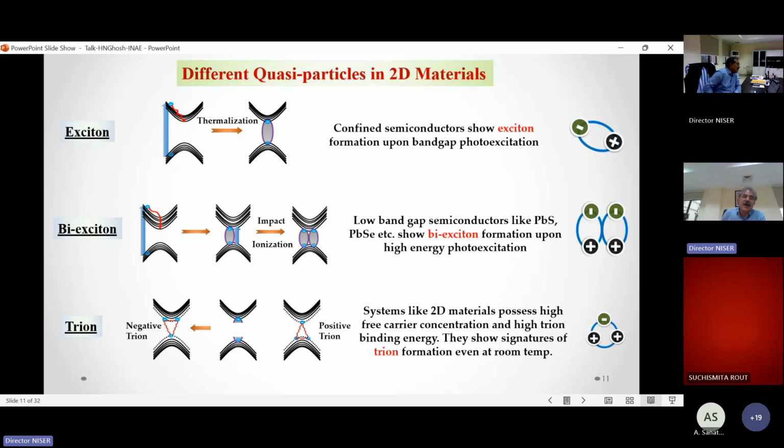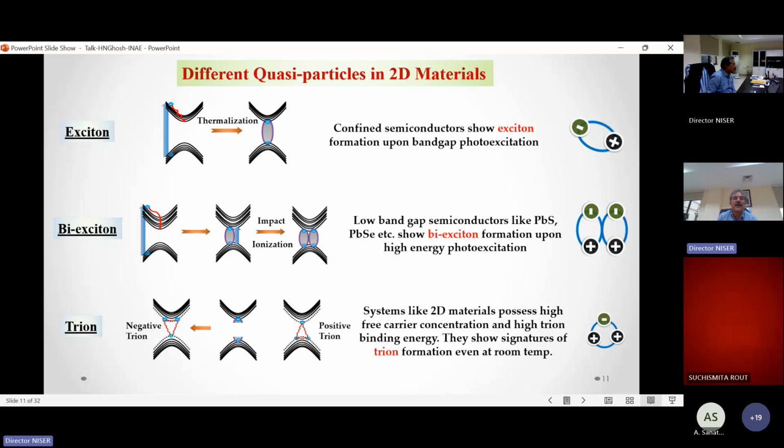But if your photon energy is very high, for example, if you have a 1 eV band gap and use 3 or 4 electron volts, then the extra energy of the electron can create another electron-hole pair. It's called impact ionization. So in a system, by one photon, you can create 2 electrons and 2 holes. That's called a biexciton. This has been observed in lead sulfide, lead selenide, or small band gap materials, so you can easily see that. That's what we have observed.